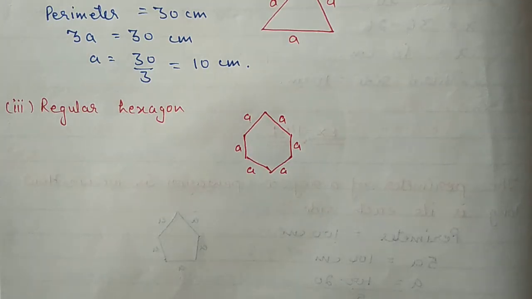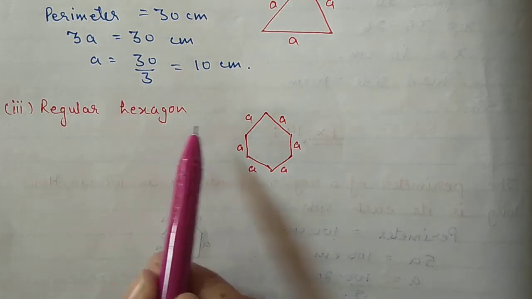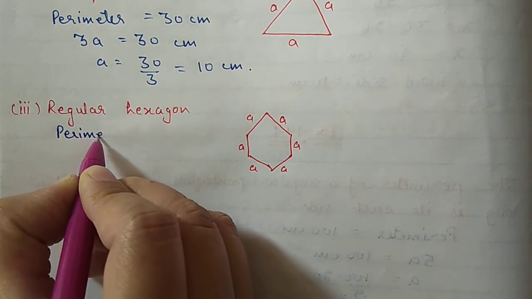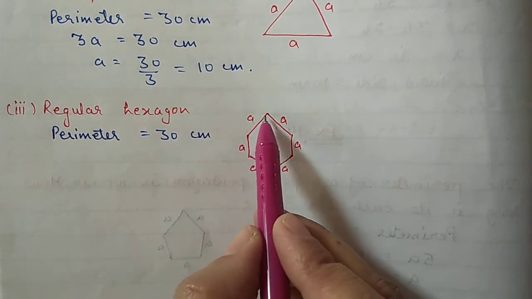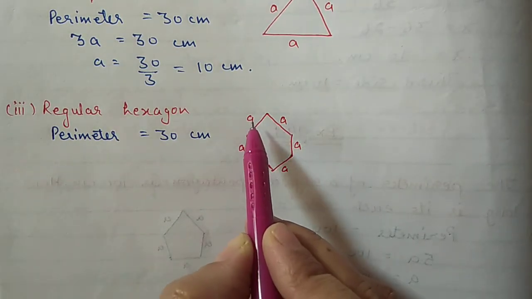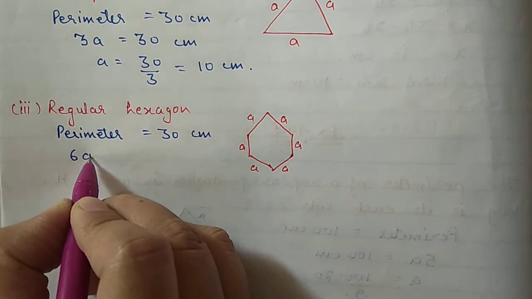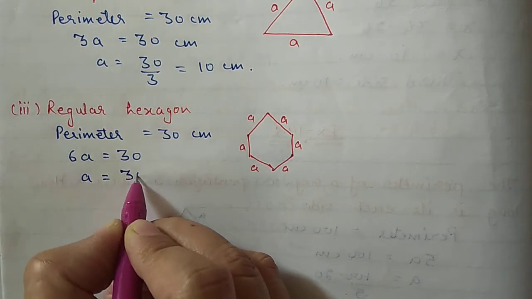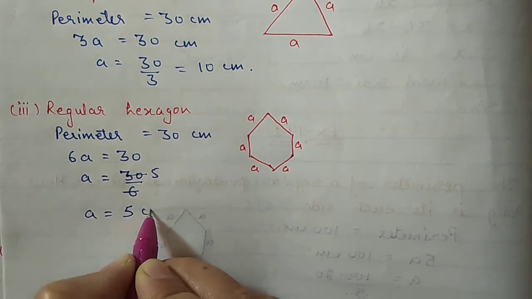Next, third part of this question: if the string is bent in the form of a regular hexagon. Regular means each side will be equal, and hexagon means a six-sided figure. So this string will become the perimeter of this hexagon. The perimeter is equal to 30 centimeter, and the perimeter of this regular hexagon in terms of A is 1, 2, 3, 4, 5, 6 times A. So 6A is equal to 30 centimeter. We keep A here and shift 6 to the other side, cancel out, and each side we will get 5 centimeter.